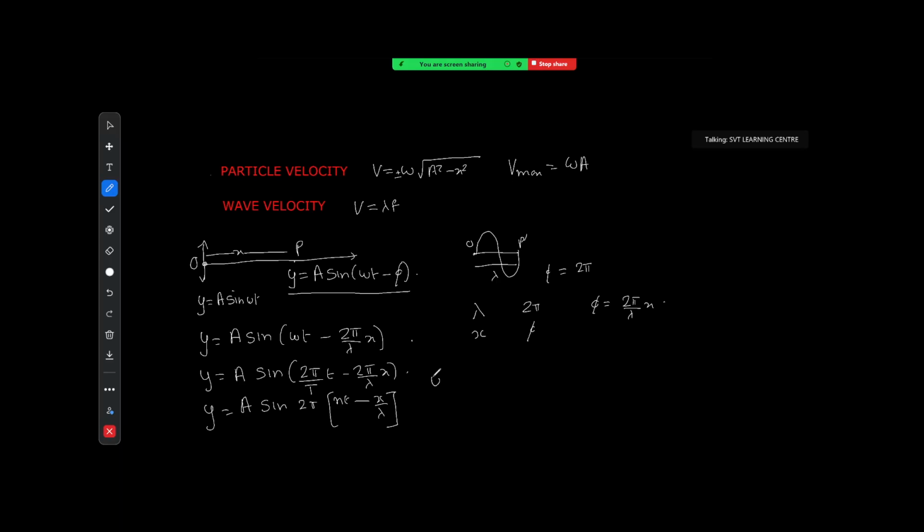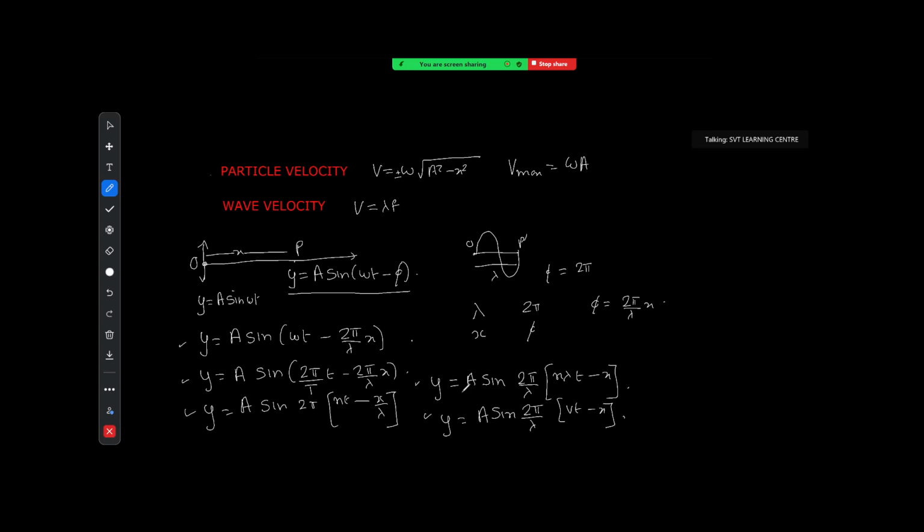Further simplifying, you will get y is equal to a sine 2 pi by lambda, and this will become n into lambda into t minus x. You can write this as y is equal to a into sine 2 pi by lambda into vt minus x. So all these are the same equation. This gives you the displacement of a given particle at a distance x at the time t.